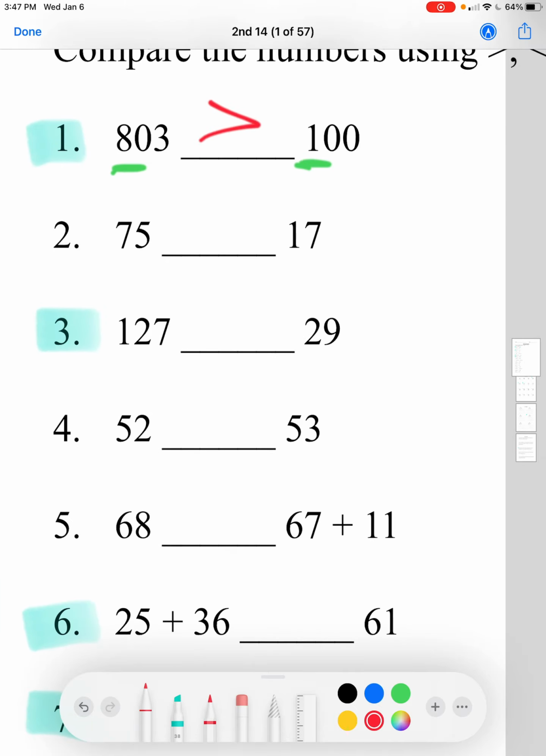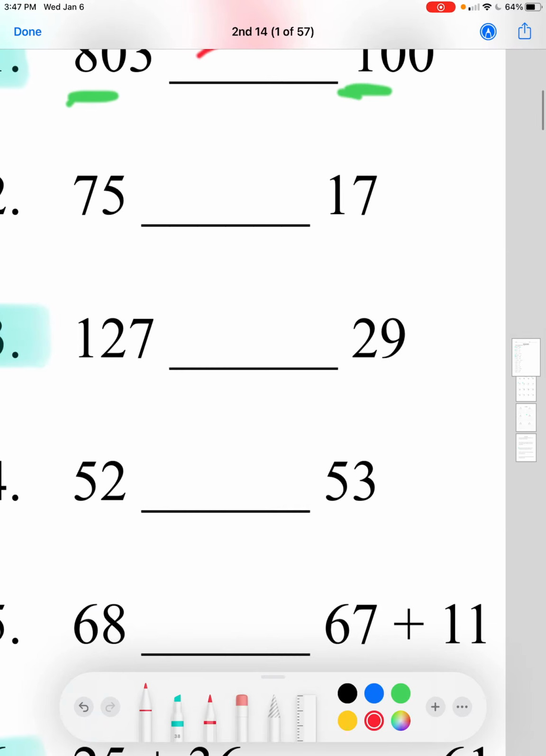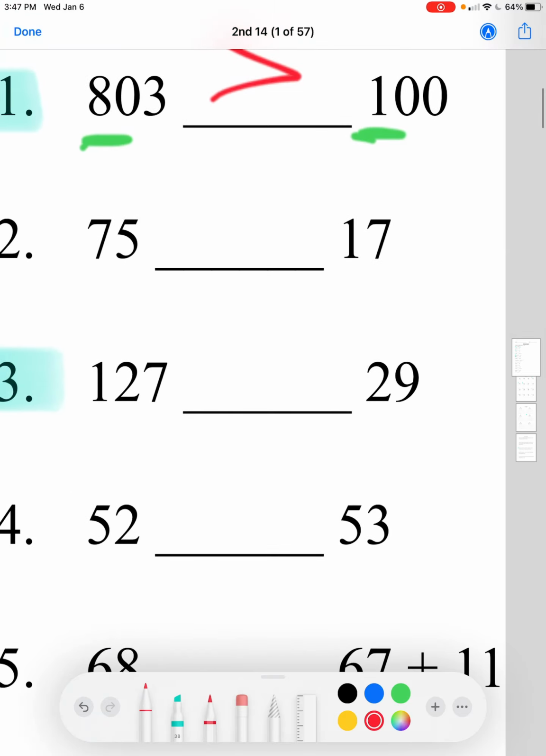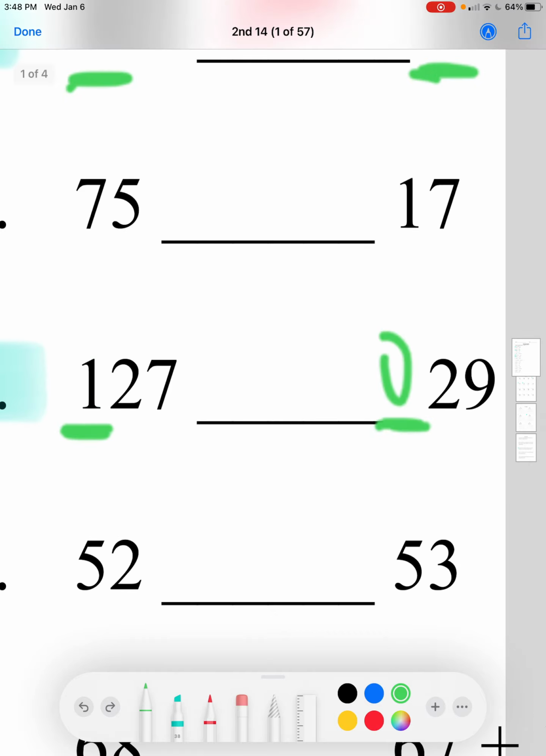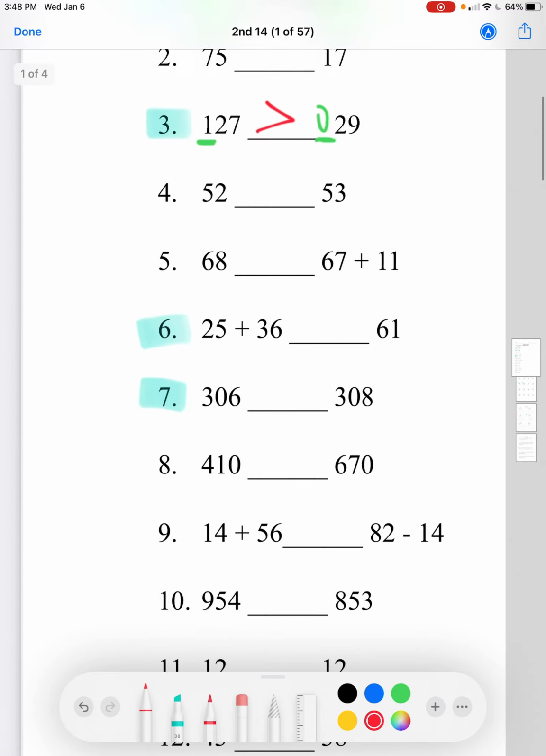And then number 3, we have 127 and 29. Same thing, we're going to be comparing. So we have a 1 here, which is the hundreds place, and here we have no hundreds place. So that just means we have a 0 in the hundreds place. We have a 1 here and a 0 here. We know that 1 is bigger than 0. So we know that 127 is greater than 29.